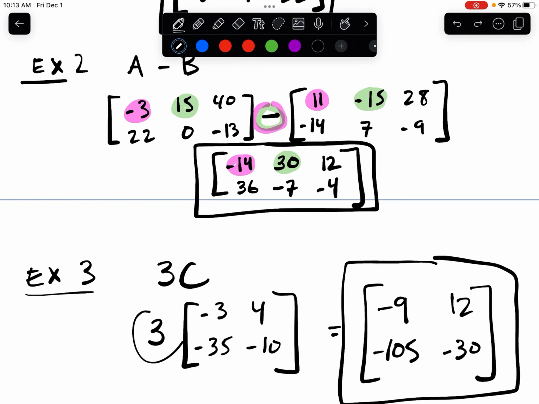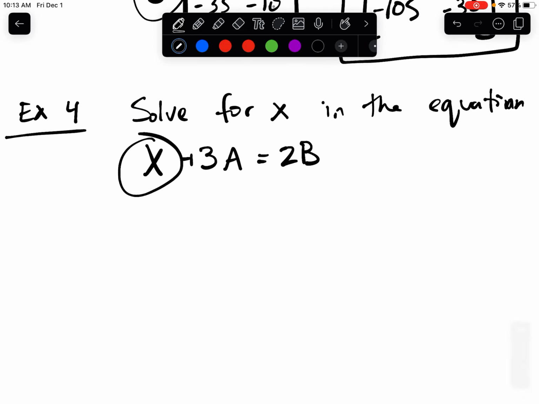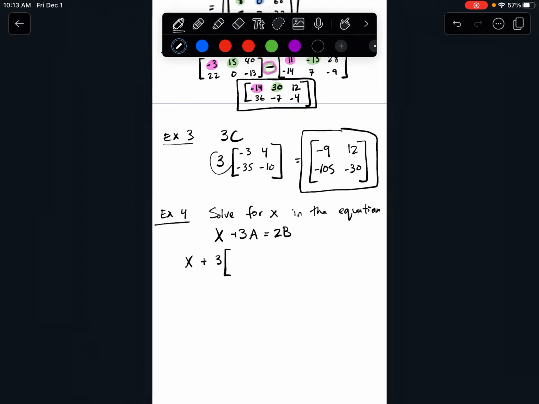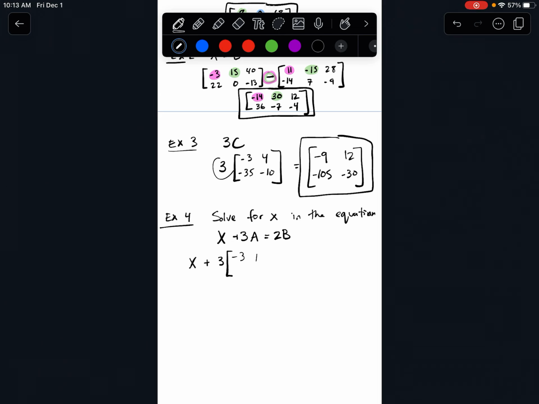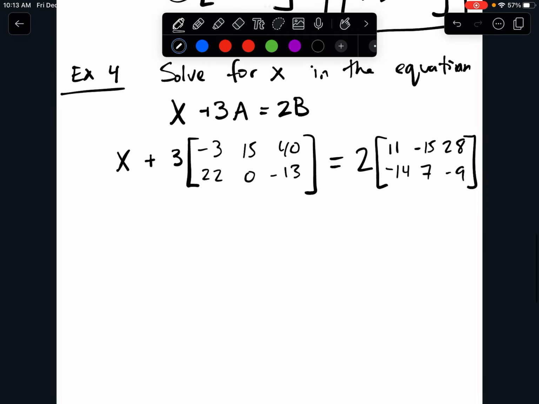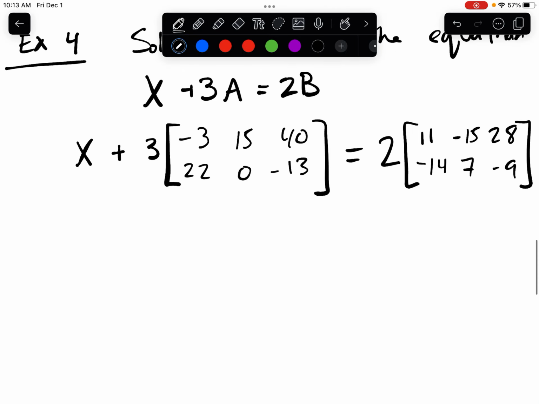All right, so we're going to take those matrices, and all we're doing is exactly what it says. X is some matrix, this is a capital X. So we're looking for some matrix so that when I add 3A, I get 2B. So we're going to say X plus 3 times A. We're going to take matrix A and put in those values, -3, 15, 40, 22, 0, -13. And then that's going to equal 2 times my matrix B. And we know that matrix B is 11, -15, 28, -14, 7, -9. Those are my values for A and B that we were given.